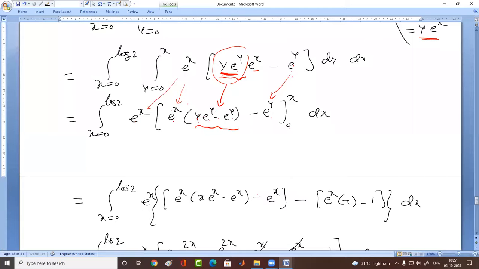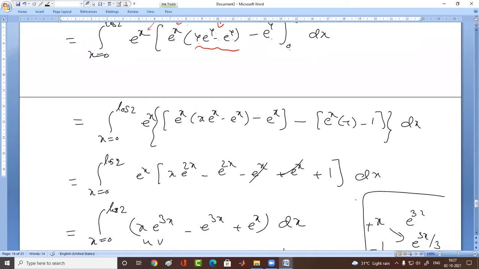Now put y equals to 0, e power x. Here y is 0. e power 0 is 1. Here e power 0 is 1. So after simplifying, multiplying with e power x: x e power 3x, e power x and e power x is e power 2x, minus e power x, minus or minus plus e power x, minus or minus plus 1. Okay, both are opposite signs and cancel.